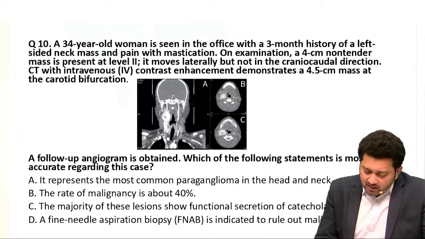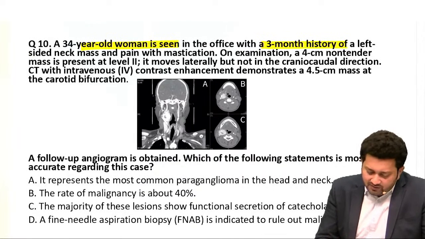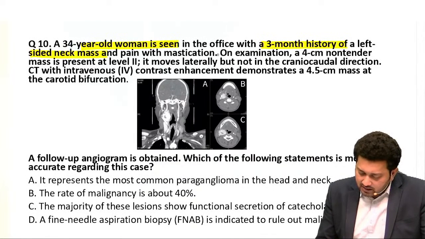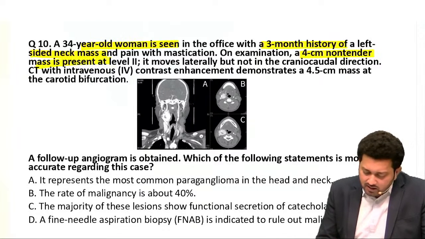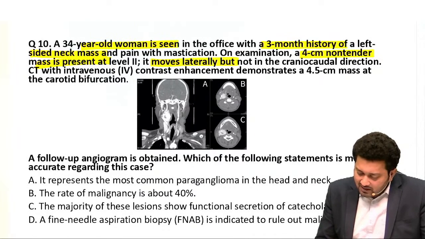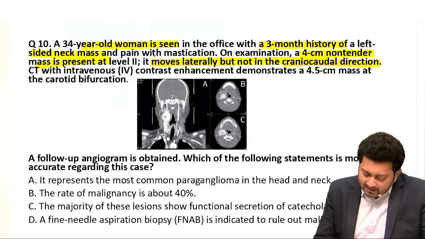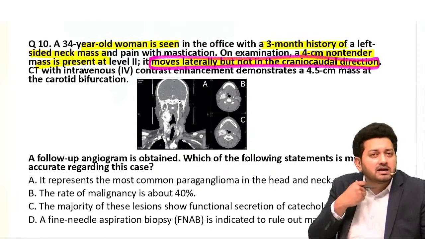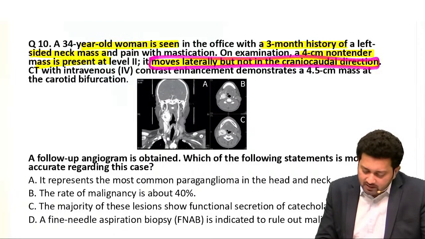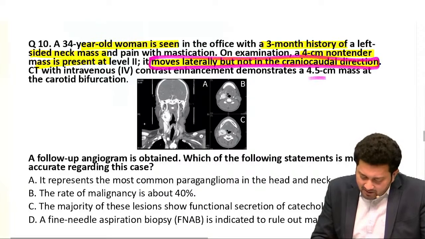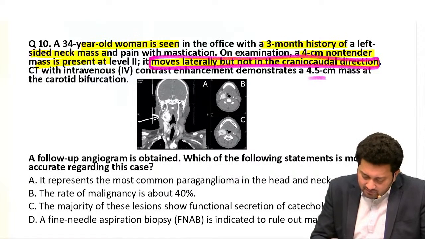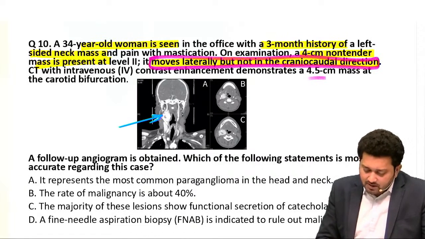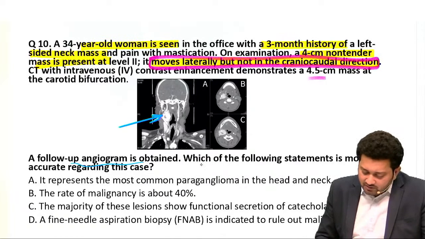Next question: female, 3-month history of left-sided neck mass, 4 centimeter, non-tender, moves laterally but not craniocaudally. I guess this will give you the diagnosis. Moves laterally but not craniocaudally. CT shows a 4.5 centimeter mass at the carotid bifurcation. This area, let me use this area. There is a mass. Follow-up angiogram is obtained. Which of the following statements is most accurate regarding this case?